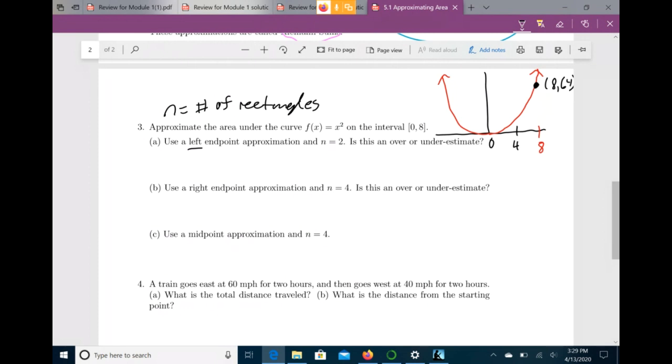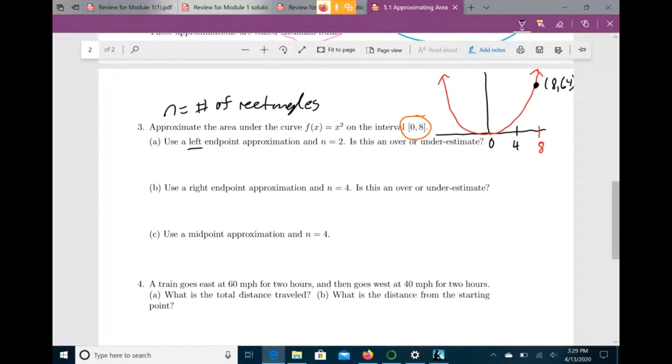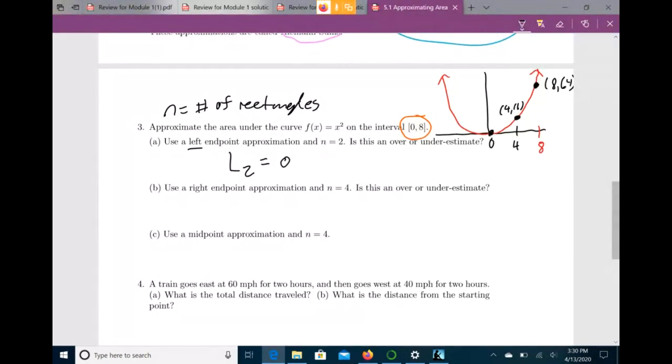Okay, so this is the function x squared. I'm going from 0 to 8. So the first rectangle will be between 0 and 4, right? What's the height at the left endpoint? Zero. Thank you. The first interval is 0 to 4, the second interval is 4 to 8. So if I'm using the left endpoint, I take the left number. When I plug 0 into the function, I just get 0. So we'll call this L2, for left and two rectangles. The first rectangle has height 0 and width 4.